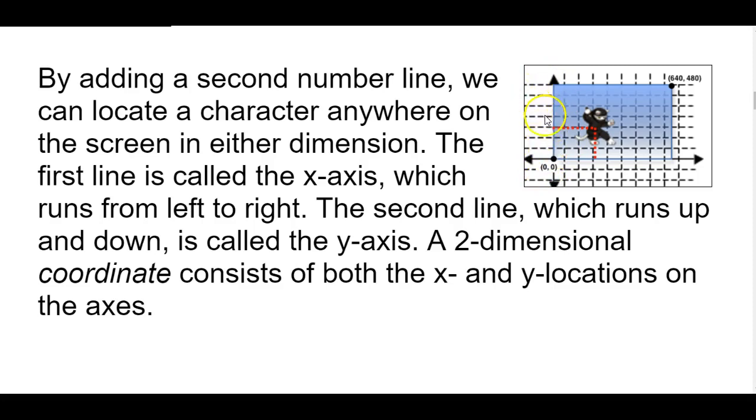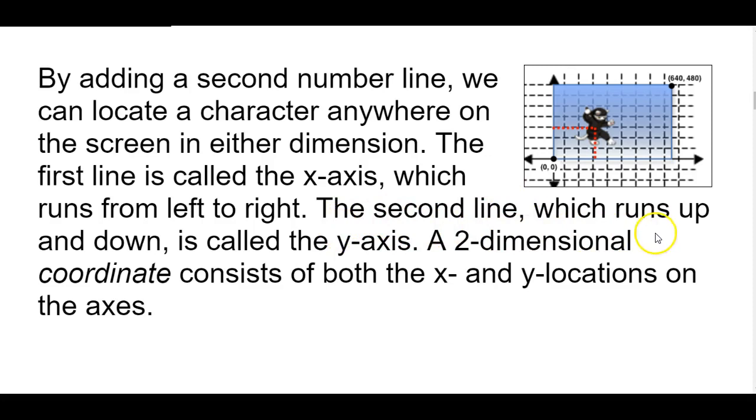So clearly, if there was anything in these areas over here, these areas are going to be negatives, right? So they would not show up on our screen. Okay? So it says we can locate a character anywhere on the screen in either dimension, as long as we don't go above 480 or beyond 640 on the x-axis or above 480 on the y-axis, we'd be able to see it, right?